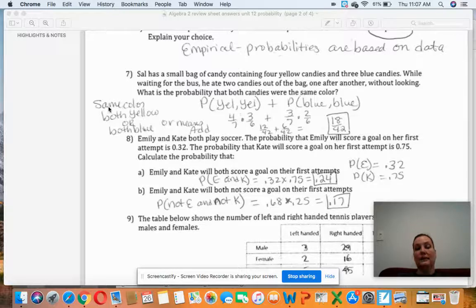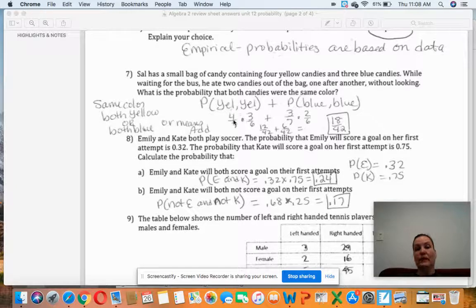So basically, same color means they were both yellow or they were both blue. And remember, an "or" means add. So I want to find the probability that he had a yellow and a yellow, or he had a blue and a blue. So you're adding these together in the middle, but you're actually multiplying these, because to get 2 yellows means the first is yellow and the second is yellow.